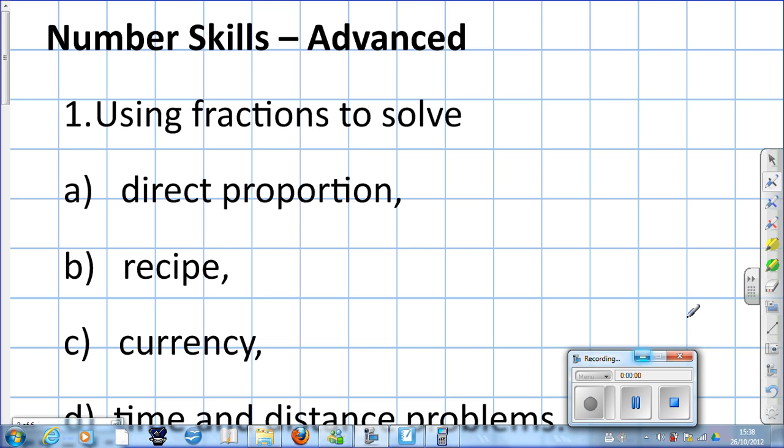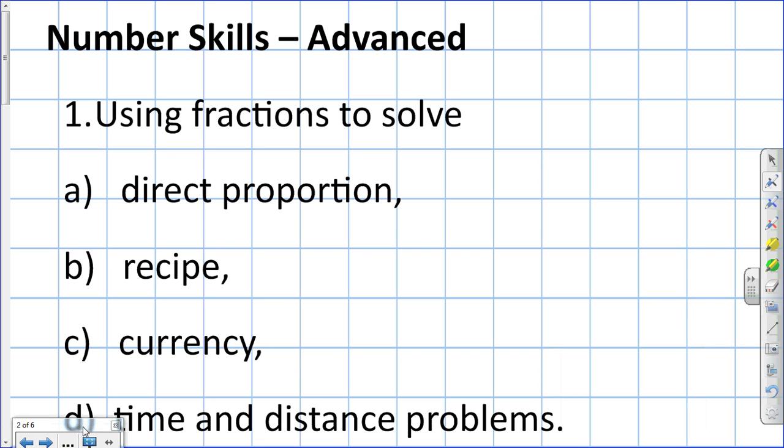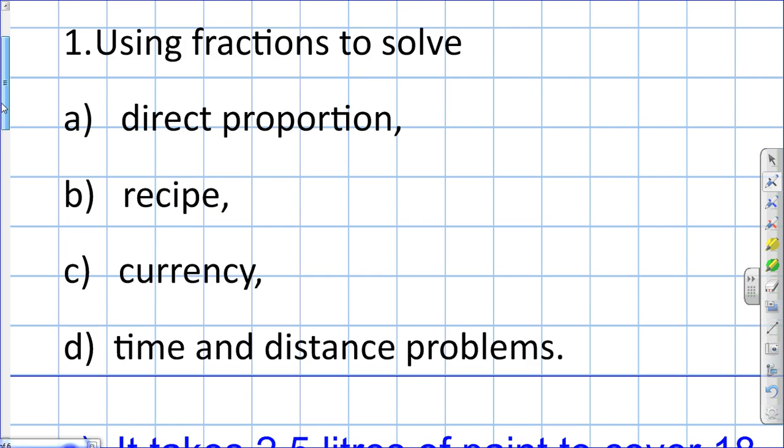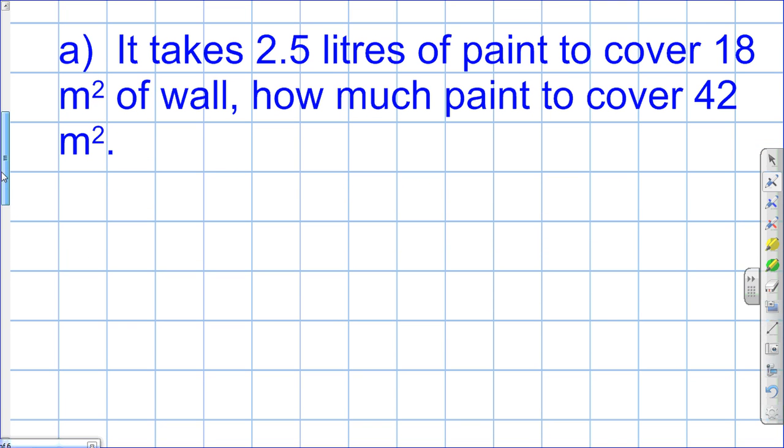Hi, we're going to look at some more advanced number skills. We're going to look at using fractions to solve direct proportion problems, and more specifically recipe, currency, time and distance problems. Let's begin with a straightforward direct proportion problem.